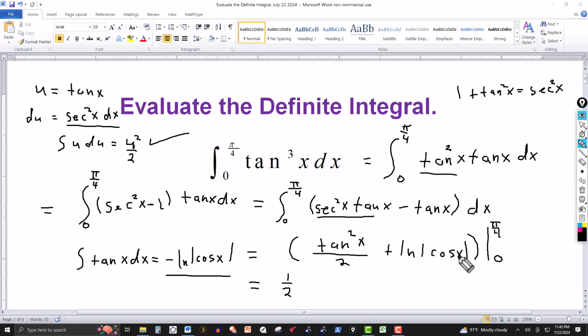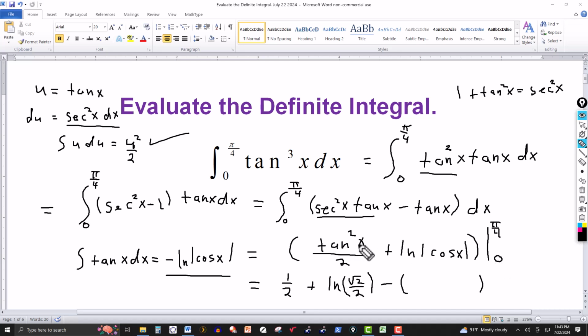And then we evaluate this one here. This will be a plus the natural log of the absolute value of cosine of pi over 4. That's 45 degrees, so the cosine of 45 degrees is the square root of 2 over 2. Absolute value of that is still the square root of 2 over 2, and then it's natural log square root of 2 over 2. So that's the value of this expression at pi over 4, or 45 degrees.